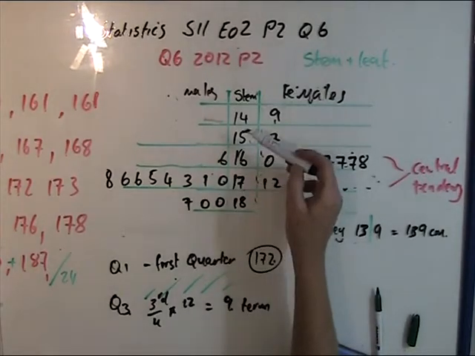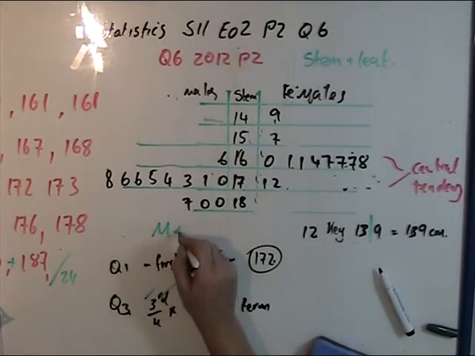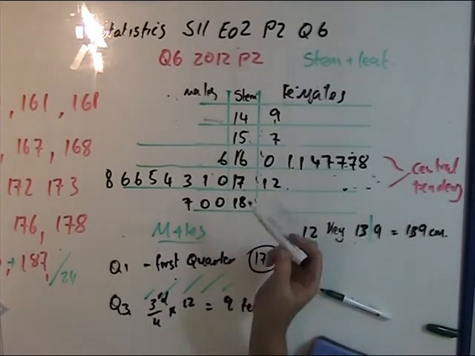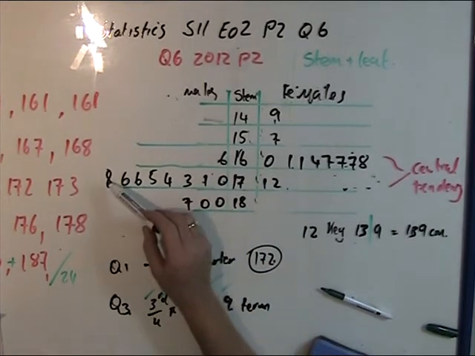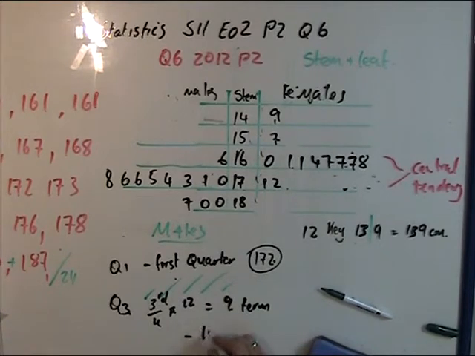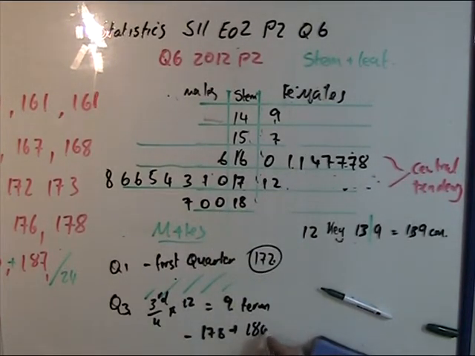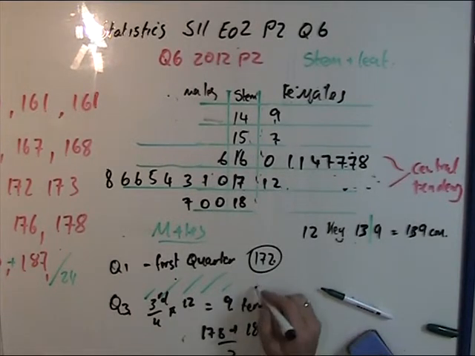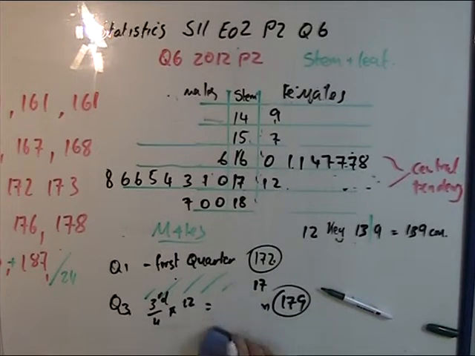So I go along again and I look at males. I'm doing males at the moment, so this is all relative to males. I'll be over on females next. I'm looking for the 9th term: 1, 2, 3, 4, 5, 6, 7, 8, 9, which is 178, plus the next one, 180, divided by 2, and it's 179. So 179 is the third quartile. You can add them and find out.